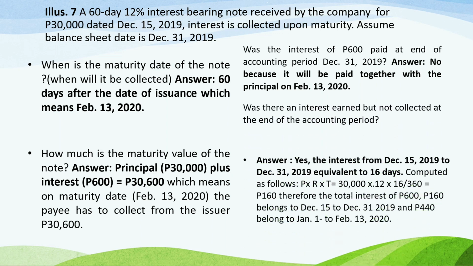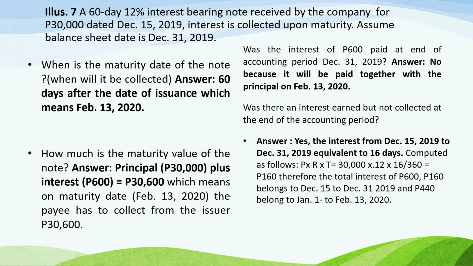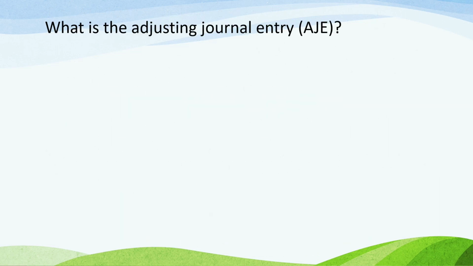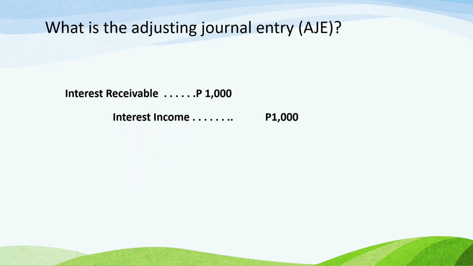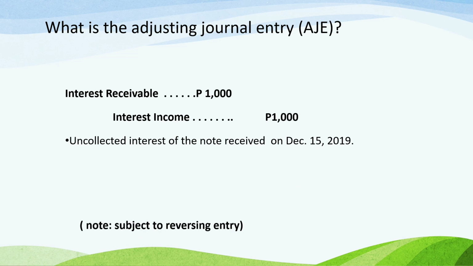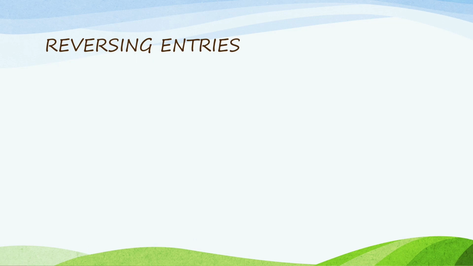To compute the number of days of interest earned but not yet collected, that's December 15 to December 31, which is equivalent to 16 days. So 30,000 times 0.12 times 16 divided by 360 days is equal to 160. So we shall prepare the adjusting entry, which is debit interest receivable and credit interest income. I think that's not 1,000. The amount computed is 160.